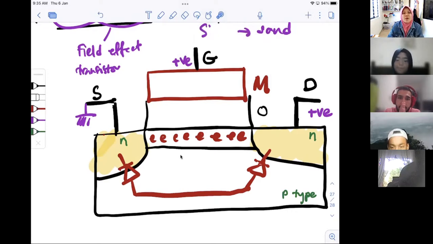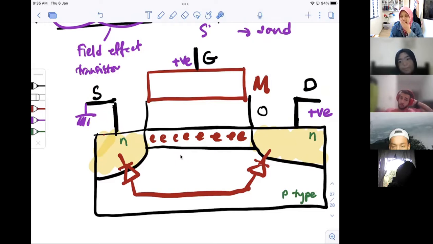How? What is current? Current is the net flow of carriers per unit time. So is there a flow now? Yes, there's a flow now. The electron will flow from the source and go to the drain, go outside and become a loop. So you have current, and the current is due to which carrier? Electron. Does a hole contribute to the current there? No.